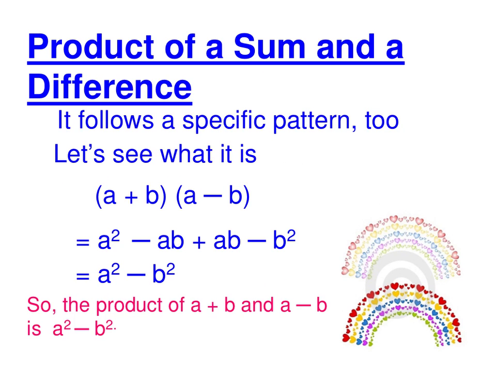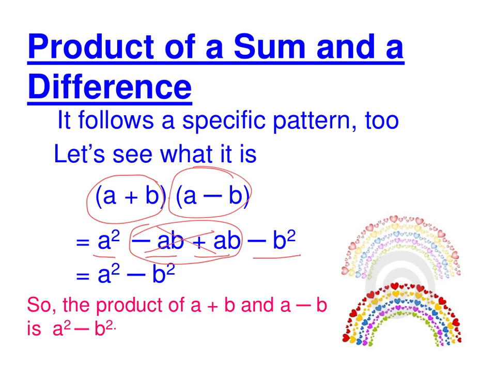Alright, the last special pattern is the product of a sum and a difference. So here's a sum, here's a difference, and we're multiplying them together. Look what happens when we FOIL these. This is my first term when I multiply them. These are my outer terms. These are my inner. And finally, last times last. When I combine my like terms, these two cancel out. And that's always going to happen with a sum and difference.